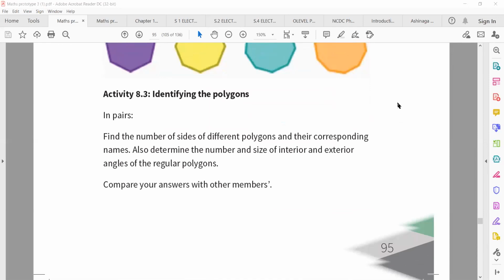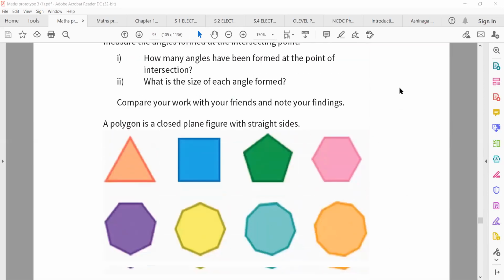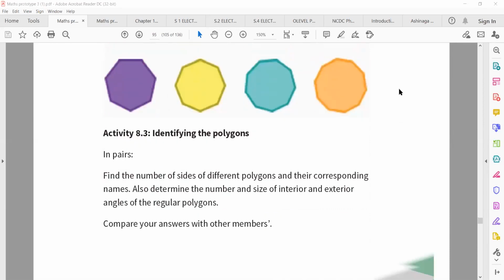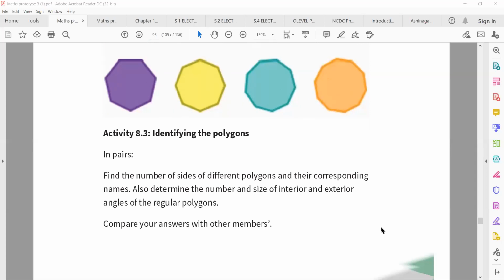Okay, so thank you girls for identifying those polygons and the different sides that they have. So the next activity requires us to find the number of sides of different polygons, and we've done that, and their corresponding names. So we are also required to determine the number and size of interior and exterior angles of those regular polygons. So we'll begin with the number and size of the interior angles of those different polygons.